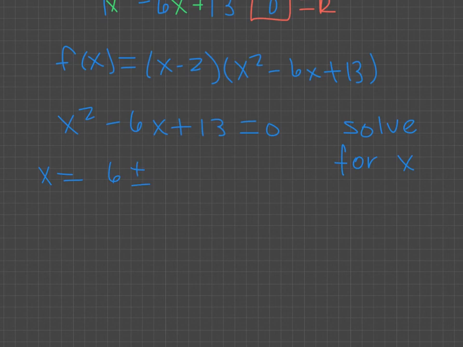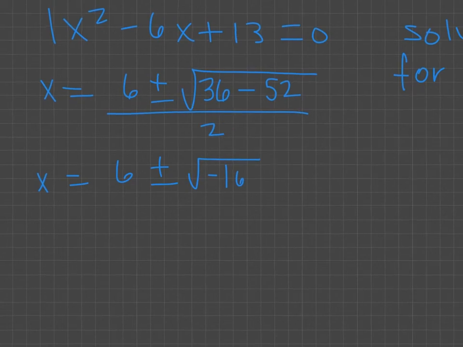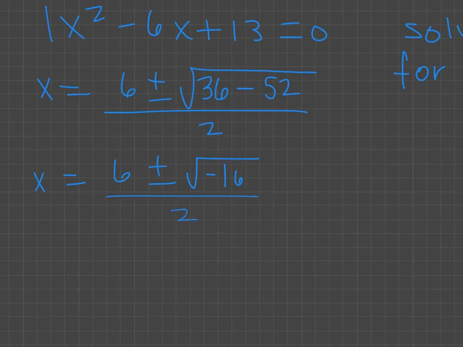So negative 6 plus or minus the square root of negative 6 squared, which is 36, minus 4 times a, which is 1, times c, which is 13. 4 times 13 is 52, all over 2 times 1, which is 2. So simplifying, we get 6 plus or minus the square root of negative 16. So we're going to have some complex zeros, not real. Let's keep simplifying. The square root of negative 1 we can write as i, and the square root of 16 is 4. So that simplifies to 4i.